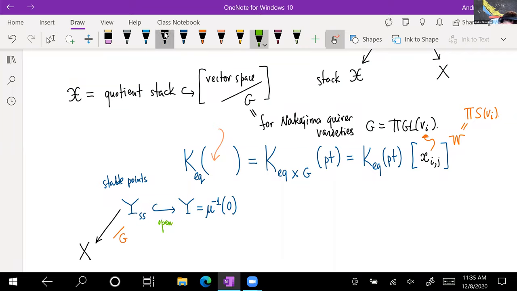And then this is a closed subset in some ambient space Z, which is for us just a vector space.